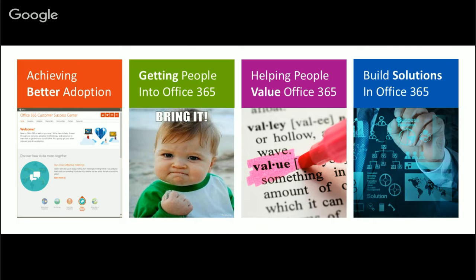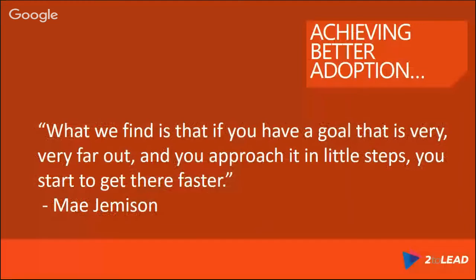So the first one, the green one there, is about awareness. So it's getting people into Office 365 in the first place. The second one is about understanding. It's helping people value Office 365. And the last one is about building solutions, which puts everything together. So let's talk about achieving better adoption.